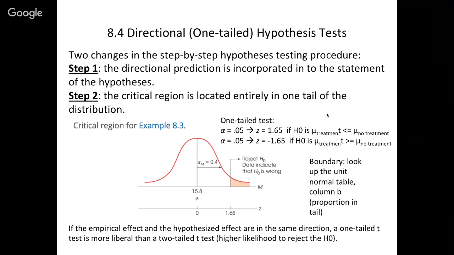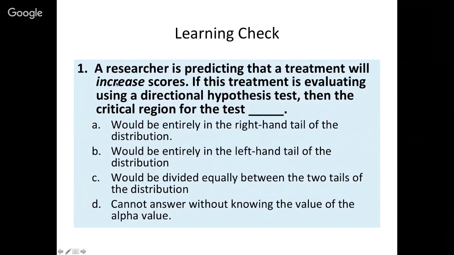Okay, let's do some learning checks. The one-tailed hypothesis testing is not that complicated. It's very simple. Here, a researcher is predicting that a treatment will increase the score. If you see the word increase or decrease, it means we are talking about a one-tailed test, a directional hypothesis test. And then the critical region of the test, right?